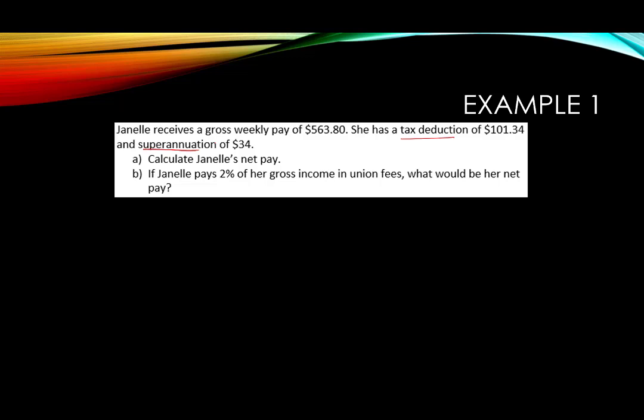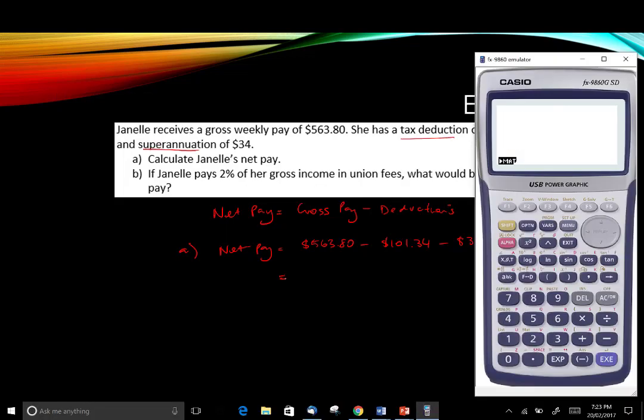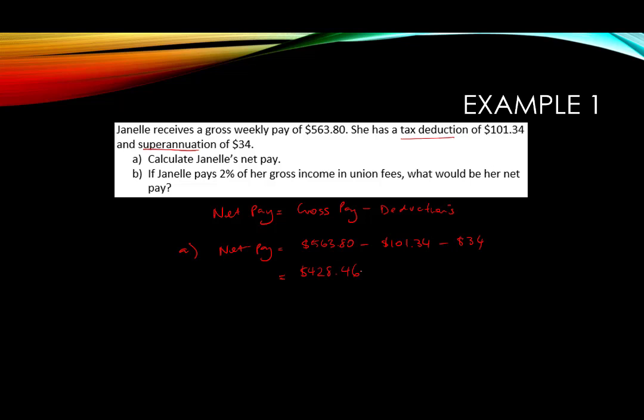So when it says calculate Janelle's net pay, all you have to know is that net pay is gross pay minus deductions. I hope you can read my writing. So the first one says calculate Janelle's net pay. So that will be net pay equals, now we're basically just substituting, aren't we? Gross pay, so that'll be $563.80, and then she loses $101.34 in tax and another $34. That's all there is to it. Let's pop over to the calculator. Right, so she only gets into her account $428.46.